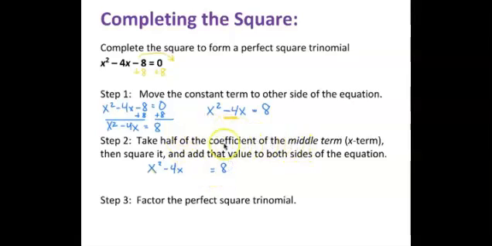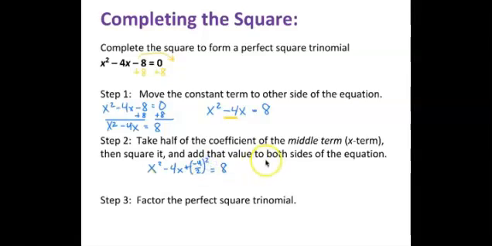Because what we're going to do is take the coefficient of the middle term and divide it by 2. So when I divide that by 2, I get negative 4 divided by 2. I'm going to add this, and then I'm going to square it.